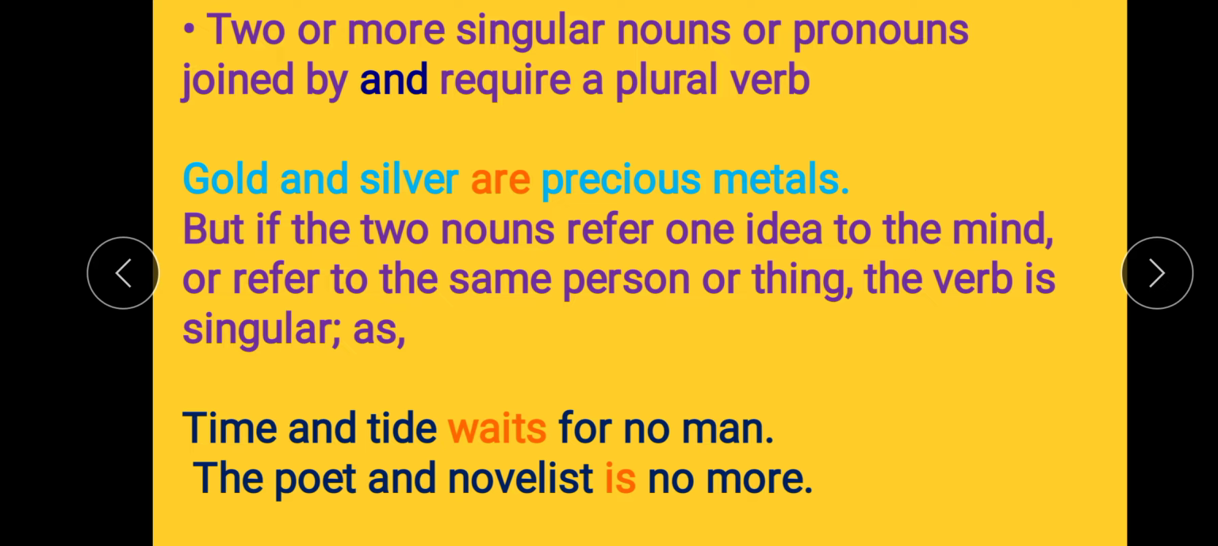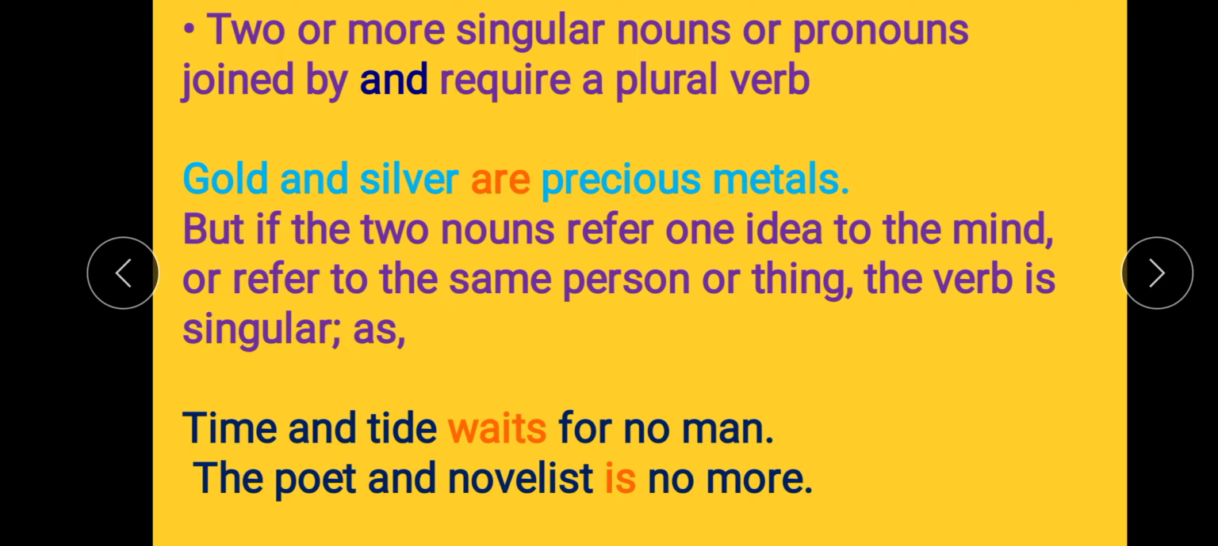Let us see the example. Time and tide waits for no man. See, two nouns are given here, time and tide. Again, next example, the poet and novelist. Here also two nouns are given and these nouns are joined by the word and, but still we have used here a singular verb. Why? Because these nouns are referring to one idea only.